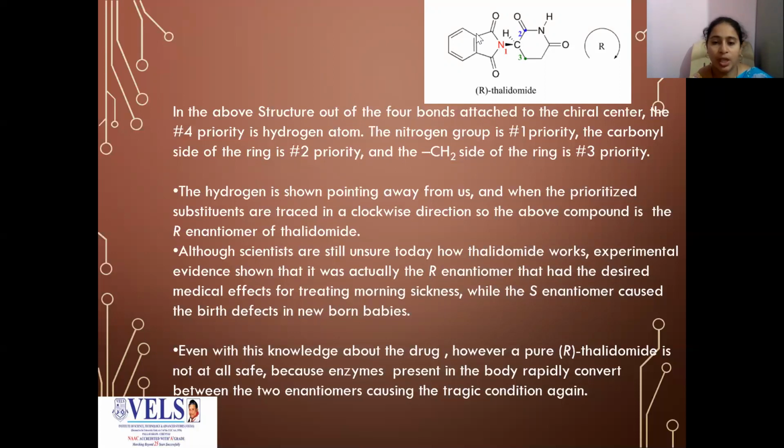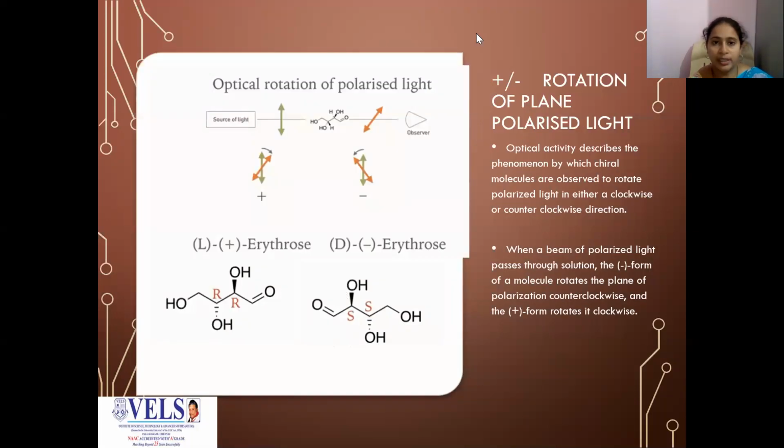Even with this knowledge about the drug, however, a pure R thalidomide is not at all safe. Why? Because the enzymes present in our body rapidly convert between the two enantiomers, causing the tragic condition once again. And the leftover nomenclature is optical rotation of polarized light. This we have been discussing from the start also.